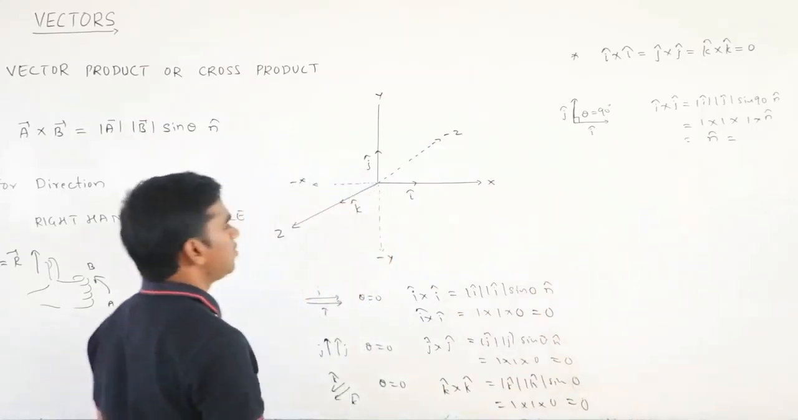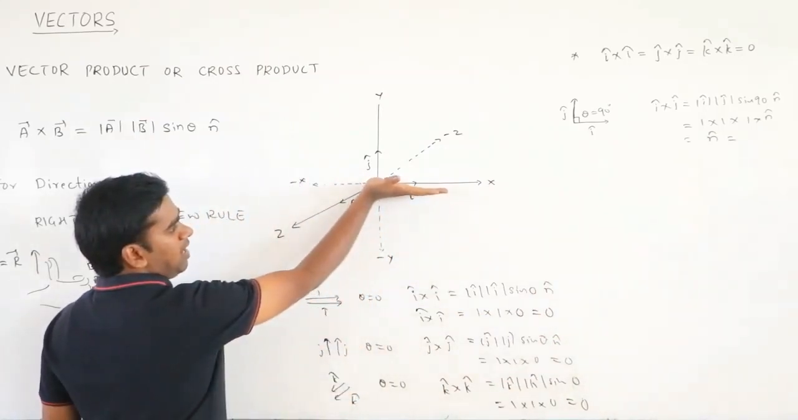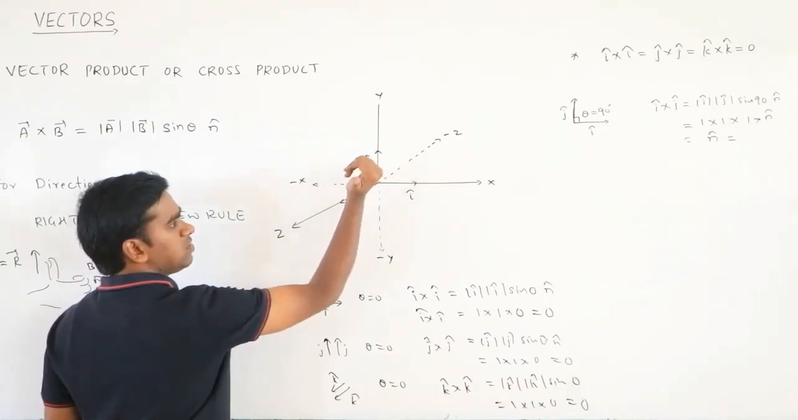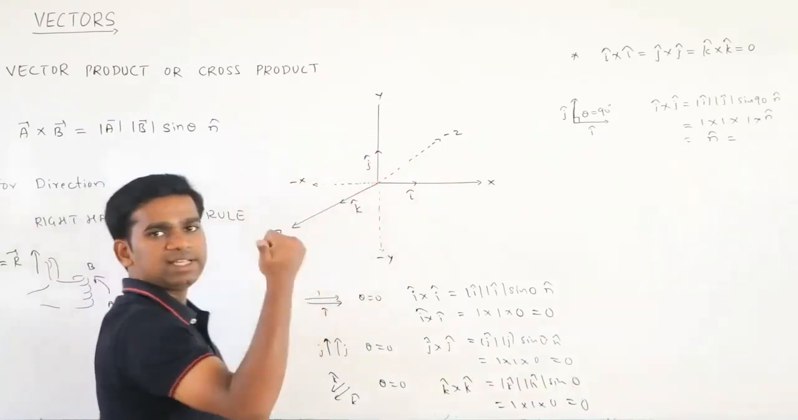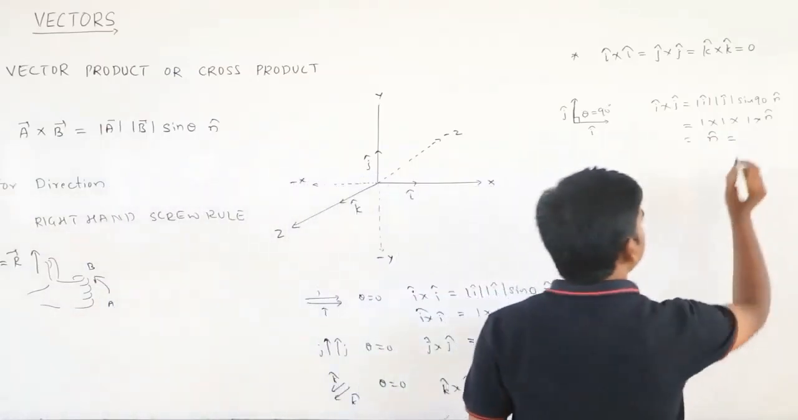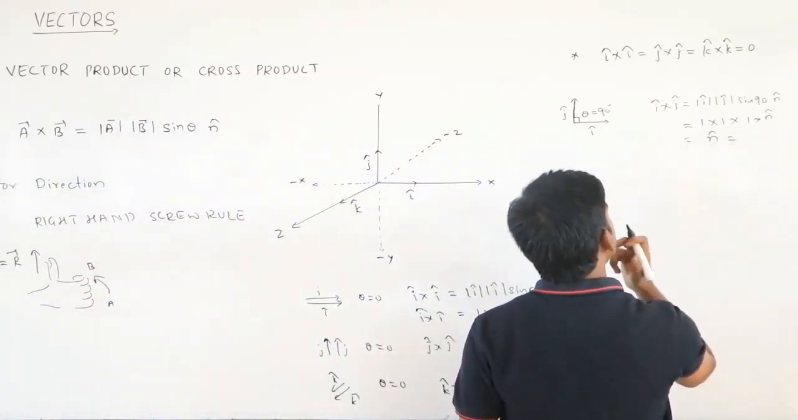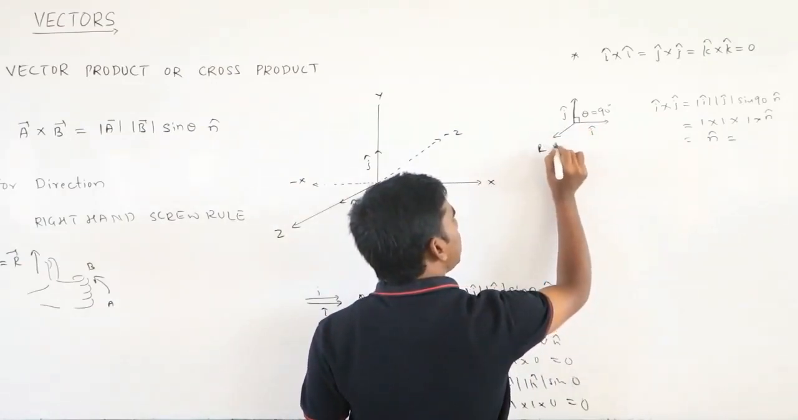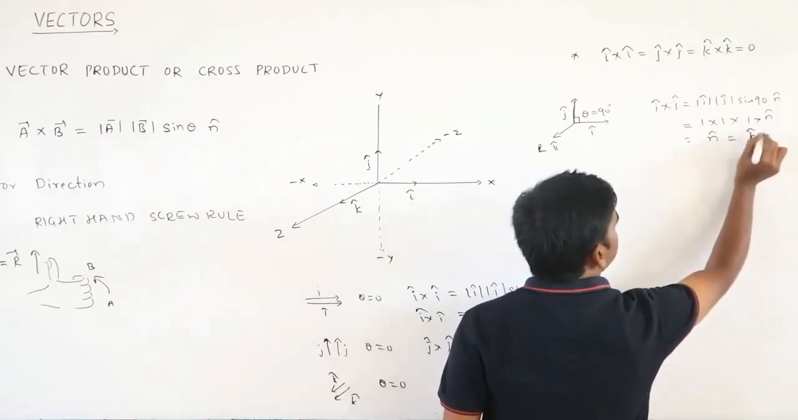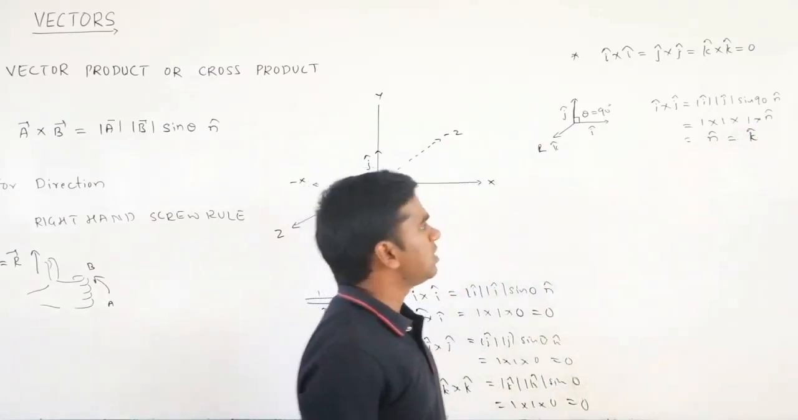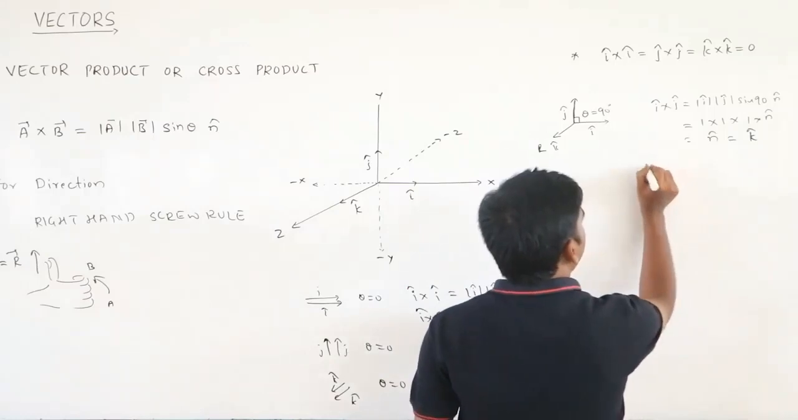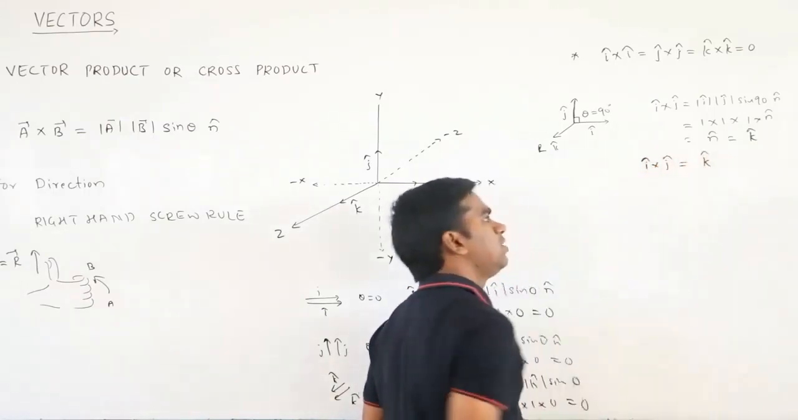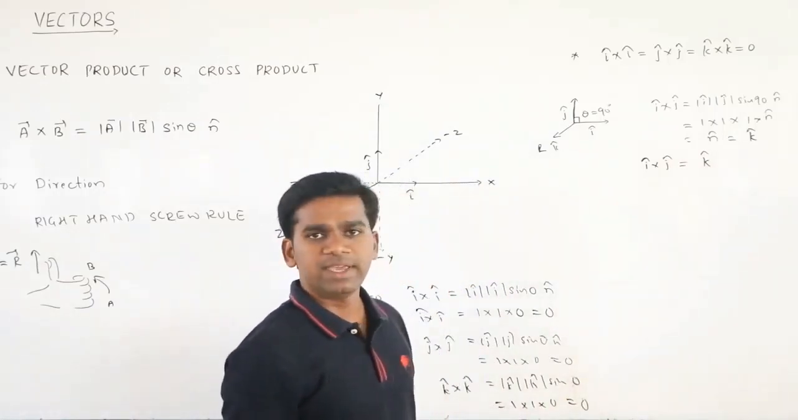So it is going from where to where? It is going from i to j. Then what is the direction of the resultant? It is along the z axis, and the unit vector along z is k cap. So the resultant is along k cap. What result did you get? You got i cap cross j cap equals k cap. i cross j equals k.